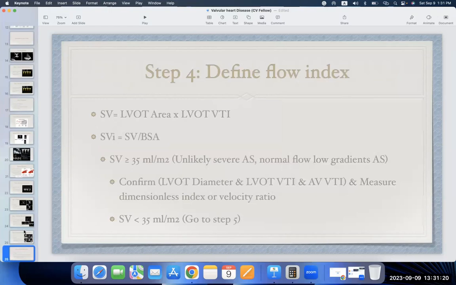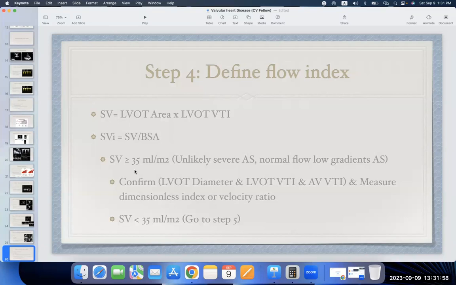Once you confirm that your reading is correct, so you have a low aortic valve area with a low pressure gradient, then you have to calculate the flow index. So the flow index is basically calculating the stroke volume. The stroke volume is the LVOT area multiplied by the LVOT VTI, and then you divide it by the body surface area. If it's 35 milliliters or more, then maybe you have an error in the measurement, because you shouldn't have a high stroke volume with a small aortic valve area and low pressure gradient. It does not make sense.